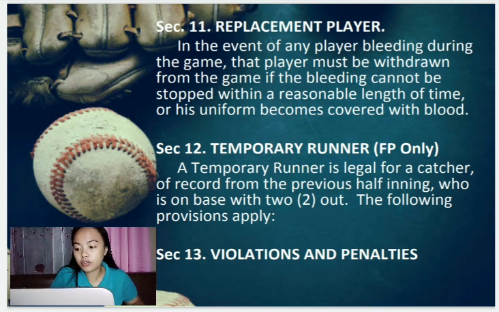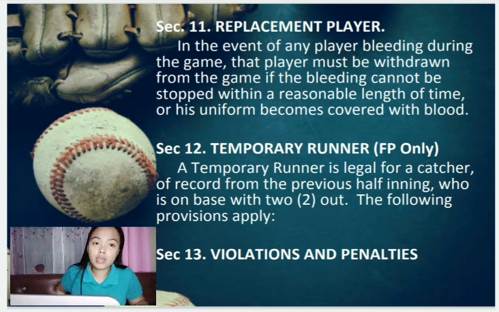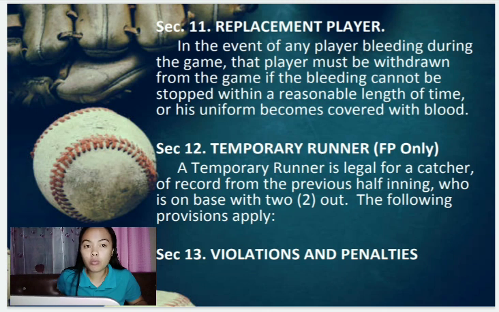Second, the penalty for violation by a team member shall be, for the first offense, the offender may be warned. For the second offense, or if the first offense is considered serious enough by the umpire, the offender is ejected. So even if it is your first offense, if the umpire considers it too serious, the offender is ejected.